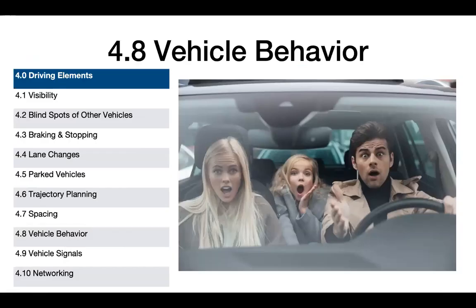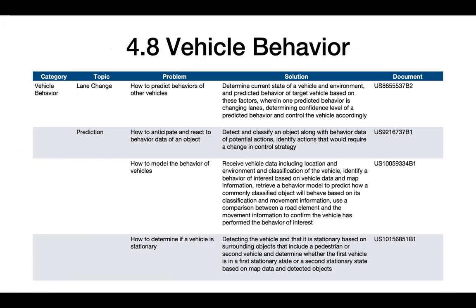How do I figure out what these other cars are doing or going to do, and how do I respond to them? Lane change. How do I predict another vehicle is going to change lanes? Determine the current state of the vehicle and environment and a predicted behavior of the target vehicle based on a number of factors, where one of the predicted factors is changing lanes and a confidence level associated with that.